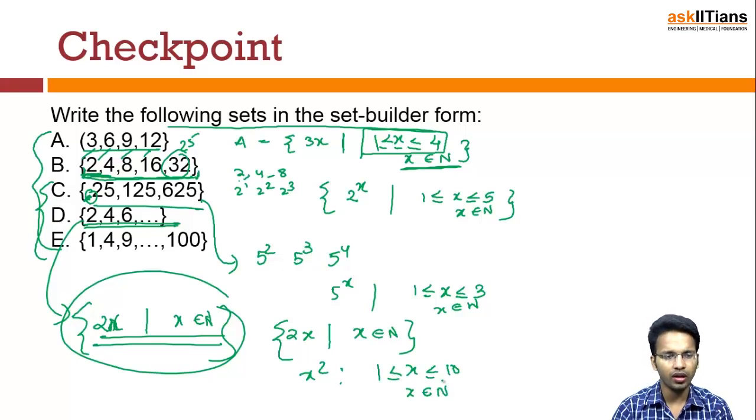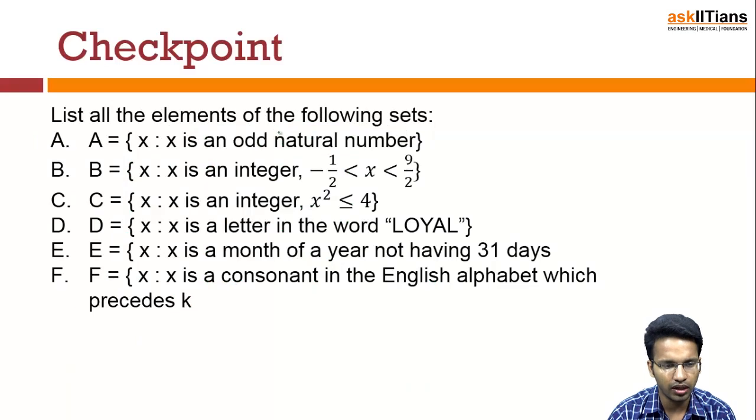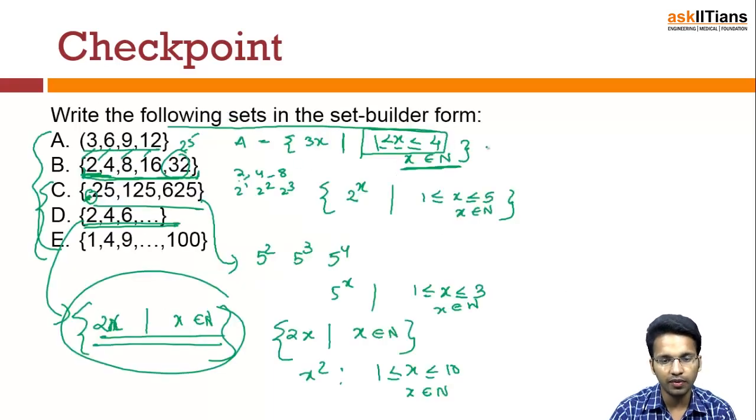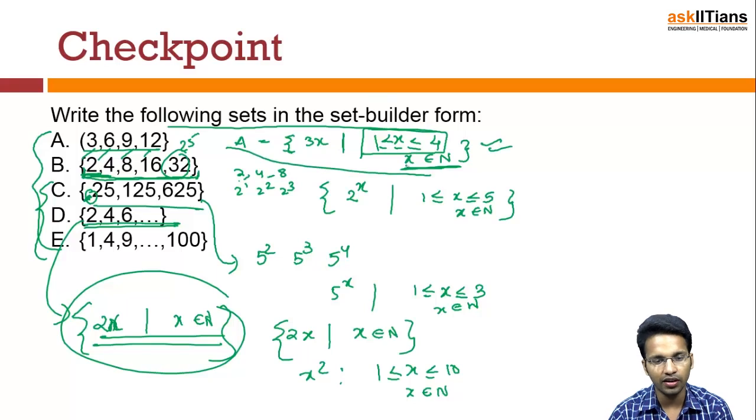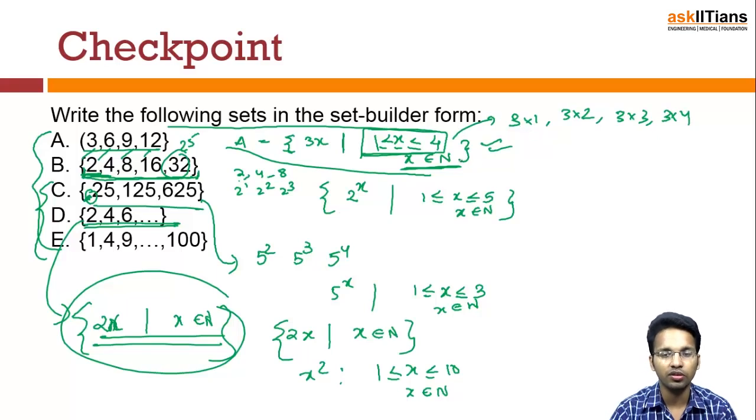Next, list all the elements of the following sets. Again, the questions can be from set builder to roster form. Those are very, very easy. If you know this, obviously 3x, x is from 1 to 4, so I'll put 1, then I'll put 2, I'll put 3, I'll put 4. That's how you're going to convert from set builder to roster form.